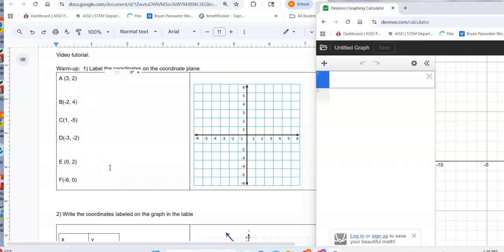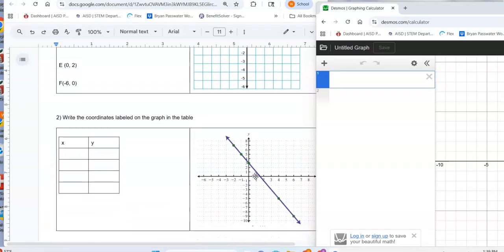All right, so as a review, I'll do one of them. I'll do C. C says 1, negative 5. So the 1 means the x value is 1. The negative 5 means the y value is negative 5. So right here, my cursor, I hope you can see my cursor, is where you'd put a dot for the letter C. Okay, that's how you do that.